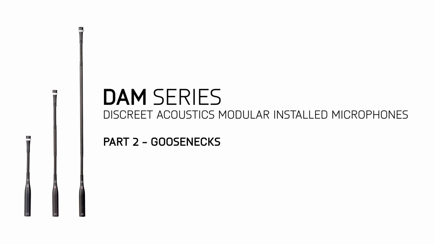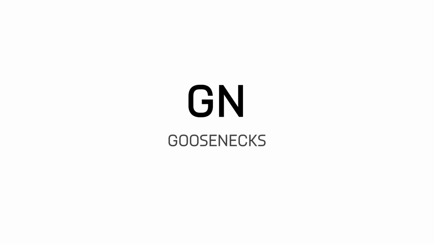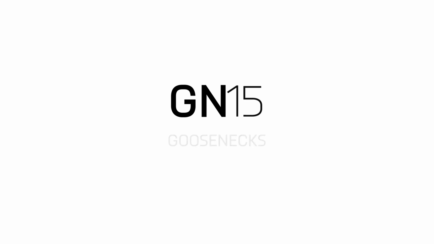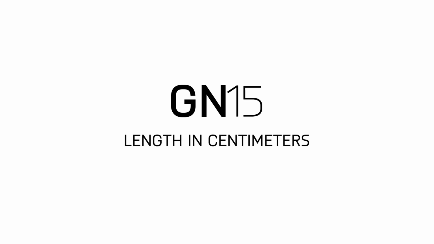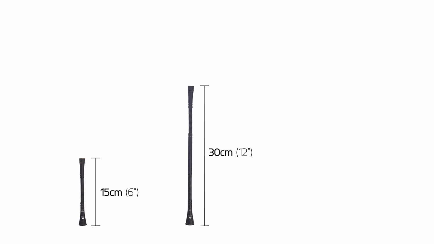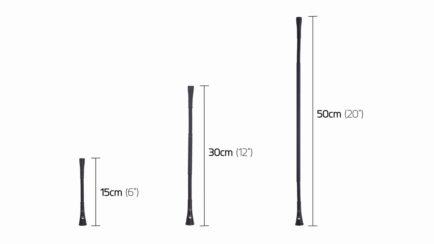GAM series goosenecks come in 3 different lengths. They all start with GN, which stands for goosenecks, and are followed by a number which indicates the length of each gooseneck in centimeters. The GN15 is a 15 centimeter or 6-inch gooseneck. The GN30 is a 30 centimeter or 12-inch gooseneck. And the GN50 is a 50 centimeter or 20-inch gooseneck.